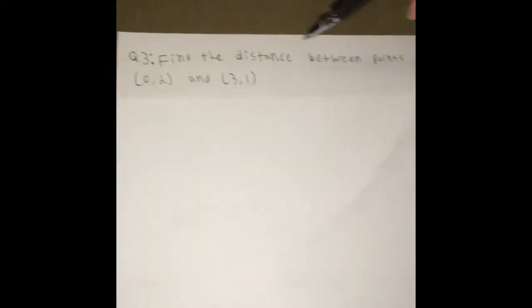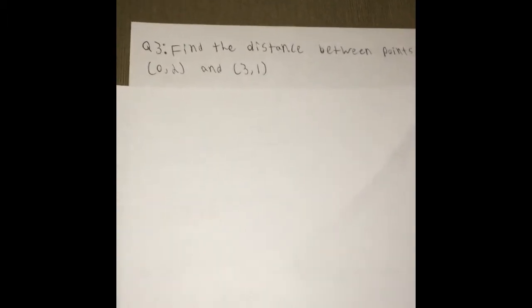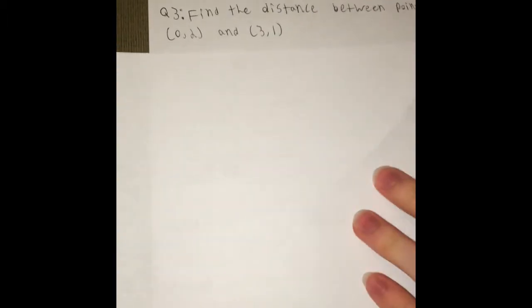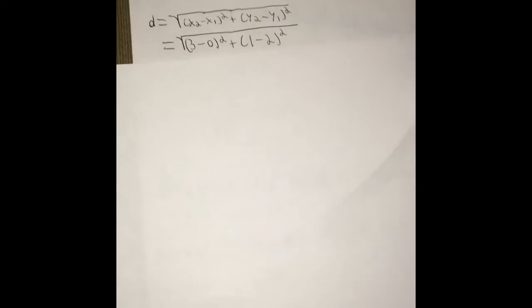Question 3. Find the distance between points (0, 2) and (3, 1). You can pause the video here if you need some time to solve it. Alright, so we'd start off by writing the distance formula again. And for x sub 2, you would plug in 3. X sub 1, you'd plug in the 0. Y sub 2, you'd plug in the 1. And y sub 1, you'd plug in the 2.